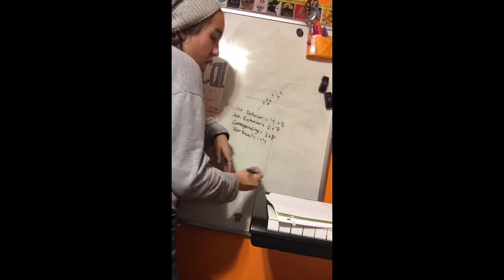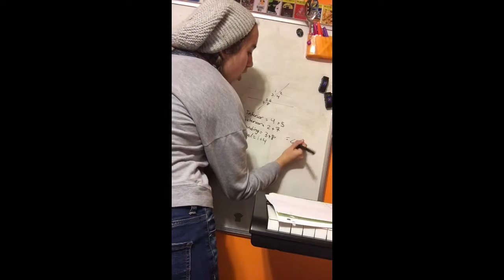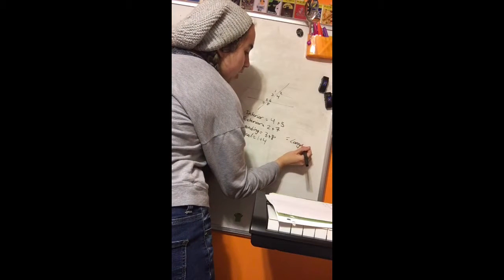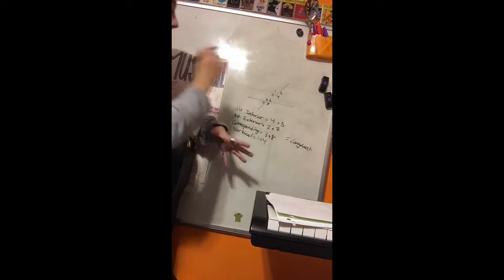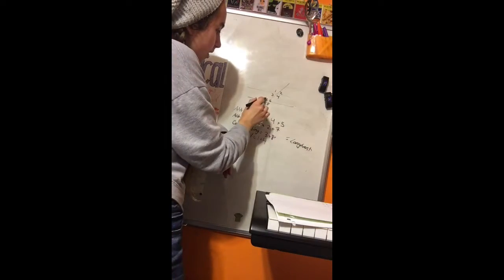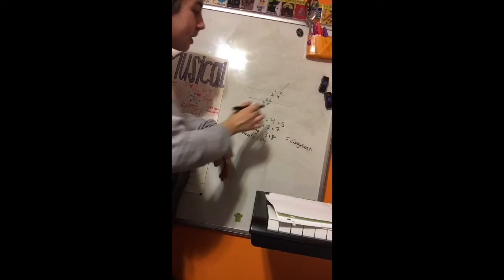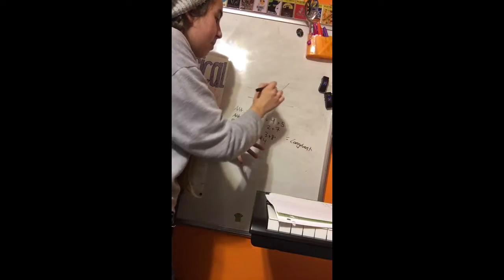Here's the thing. All these angles right here are congruent to each other. So if I have alternate interior angles 4 and 5, those are going to be congruent to each other because they have the same angles.